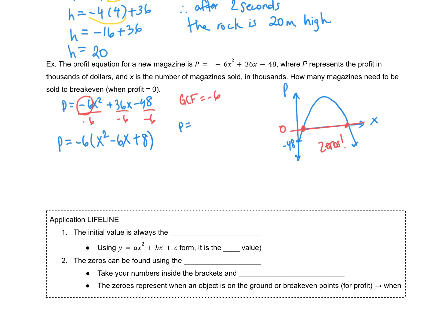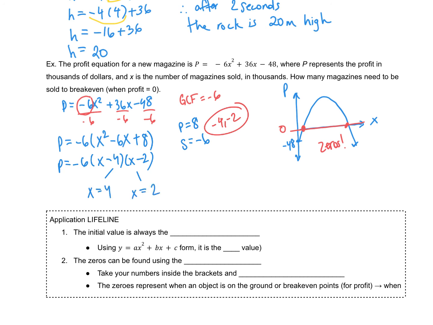So our product is going to be the +8, and our sum is going to be the -6. Because the product is positive, both numbers have to multiply to +8, so they should be both positive or both negative. And both negative will give us the sum of -6. So -4 and -2 work. So then we're going to have x subtract 4, x subtract 2. So our zeros, when we flip those signs, are going to be positive 4 and positive 2.